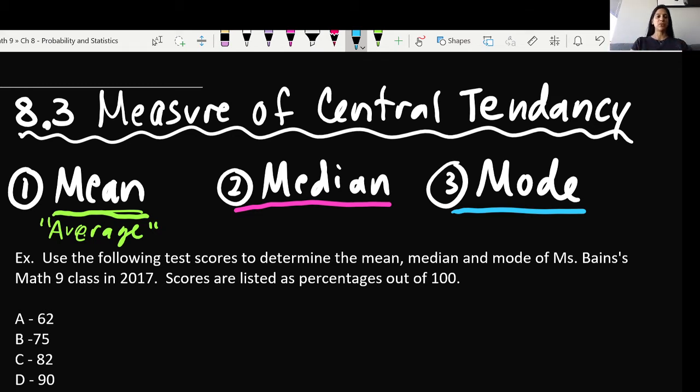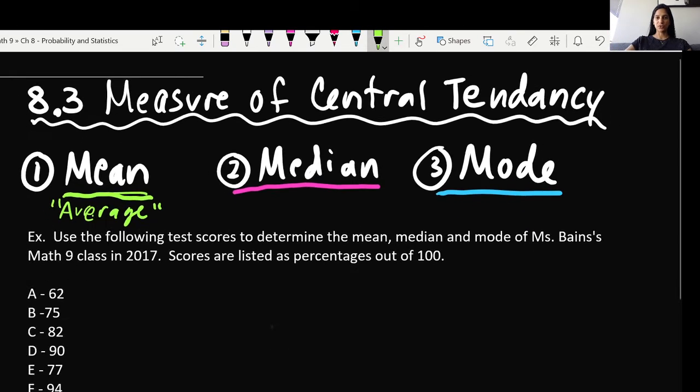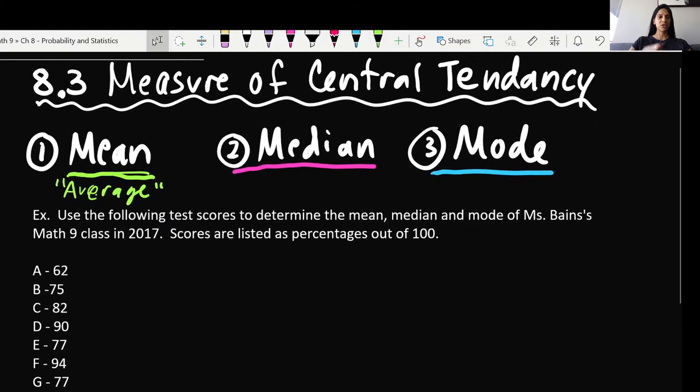So I'll show you what I mean with this example that we're going to dive right into, and I'll color code it as usual so you can keep track of which is which, but I will read this to you and then we'll get right into the example. It says, use the following test scores to determine the mean, median, and mode of Miss Baines' Math 9 class in 2017. Scores are listed as percentages out of 100. And instead of using names, I've just used letters, A, B, C, D, E, F, G, all the way up to J. So those different letters would represent students. So you can assume I've taken just the first letter of people's names.